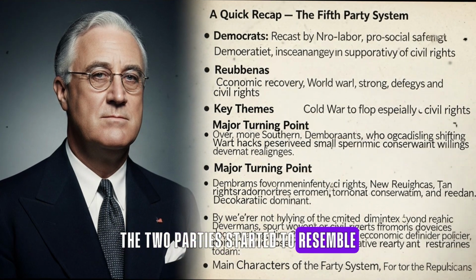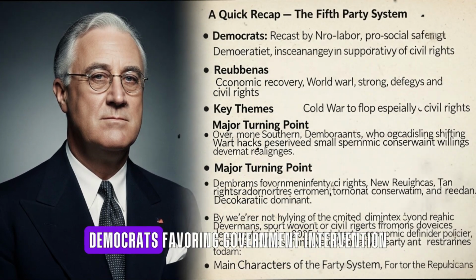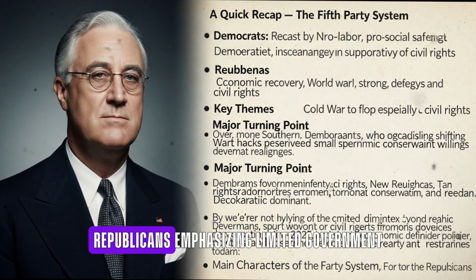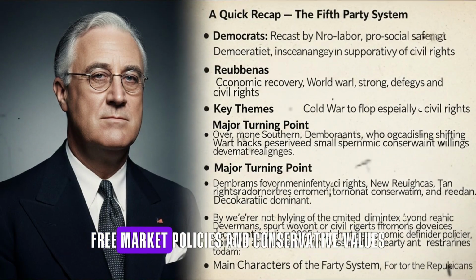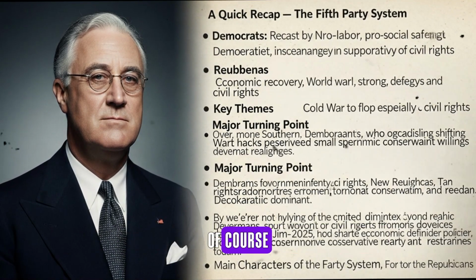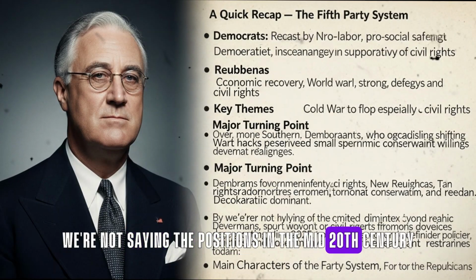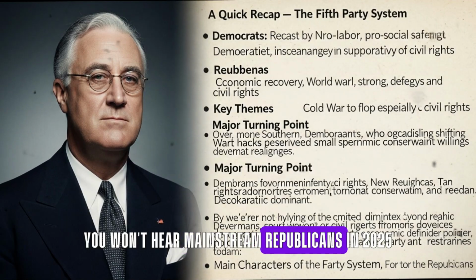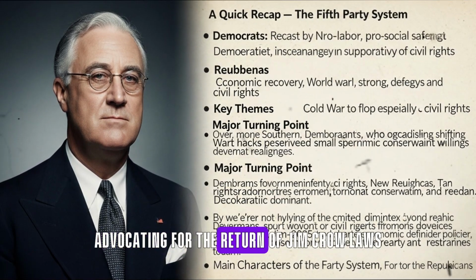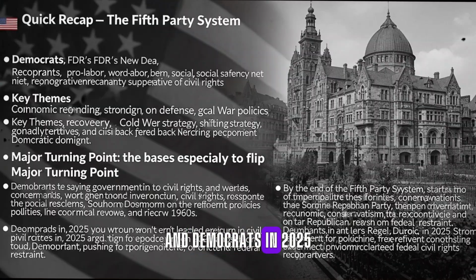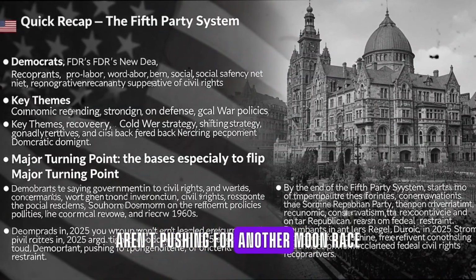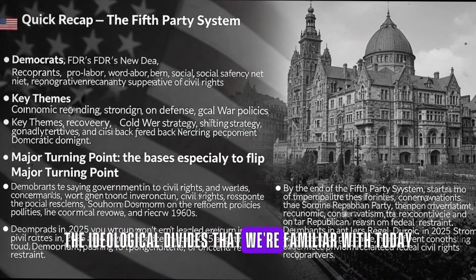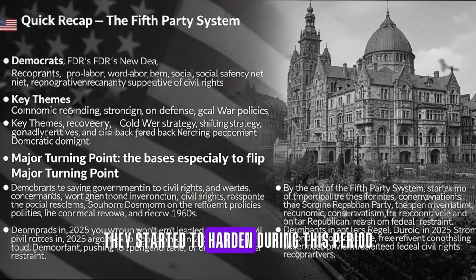The two parties started to resemble what we now recognize: Democrats favoring government intervention, civil rights, and social programs; Republicans emphasizing limited government, free market policies, and conservative values. Of course, we're not saying the positions in the mid-20th century map exactly onto today's. You won't hear mainstream Republicans in 2025 advocating for the return of Jim Crow laws, and Democrats in 2025 aren't pushing for another moon race like they did in the 1960s. But the ideological divides that we're familiar with today started to harden during this period.